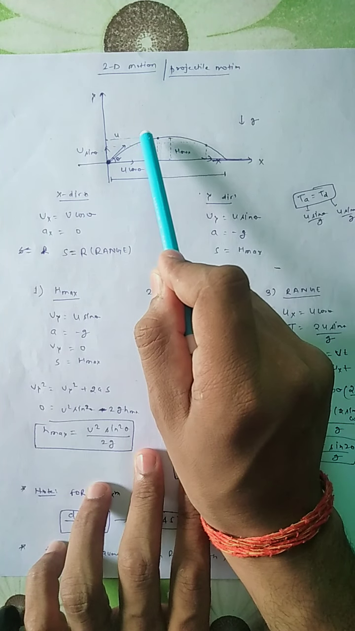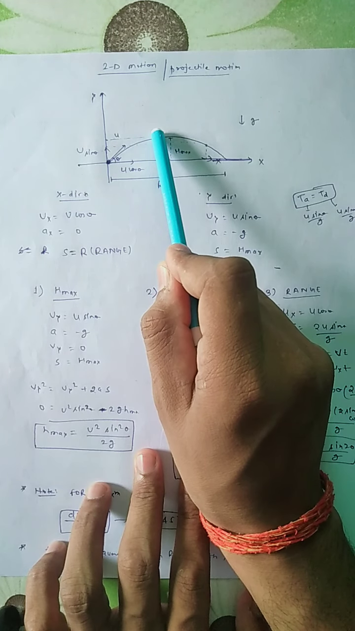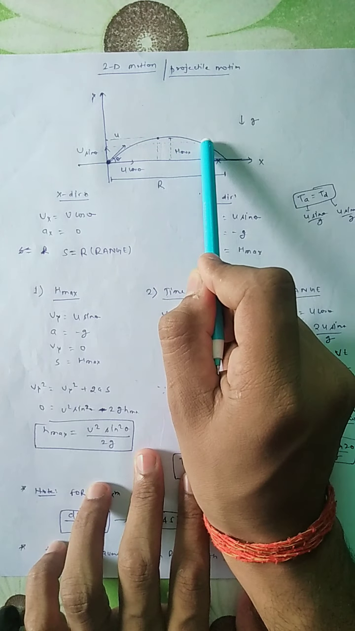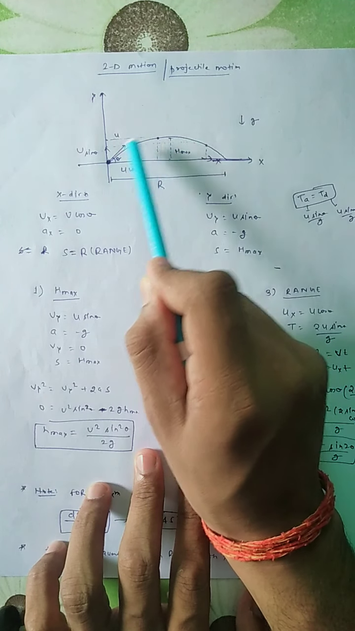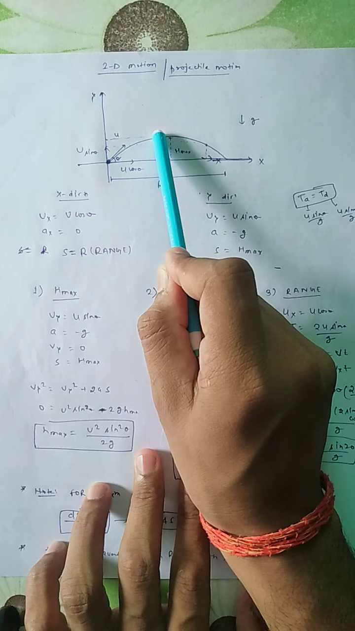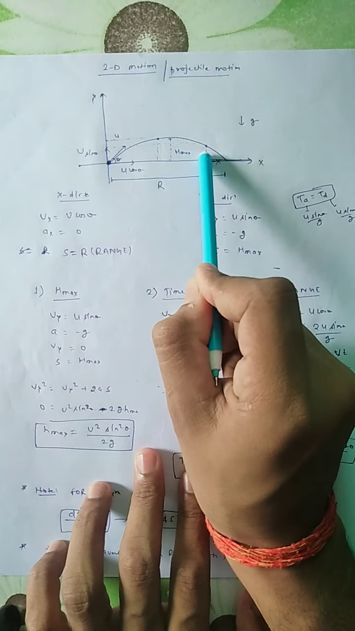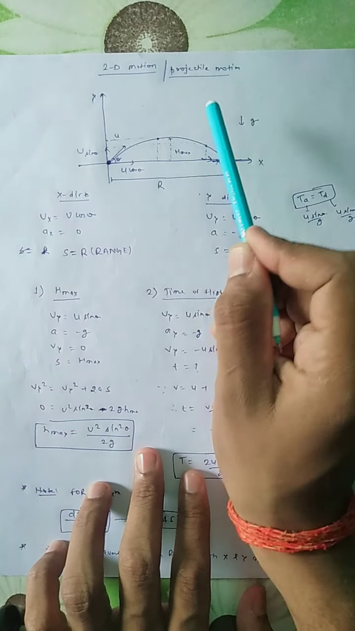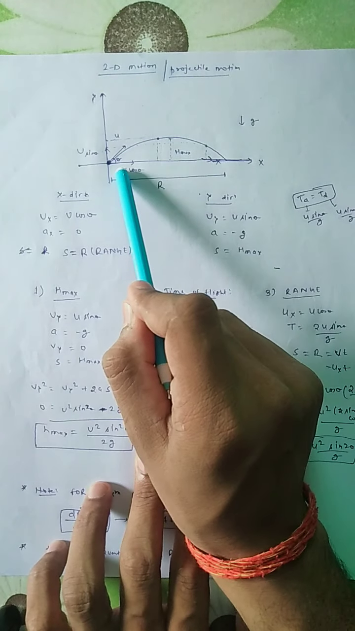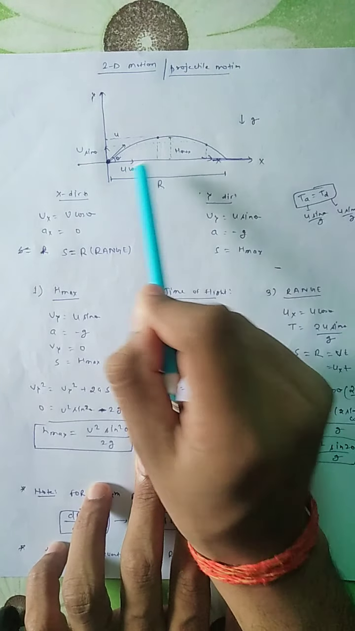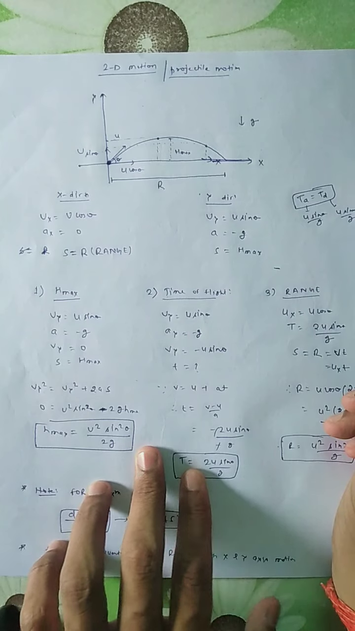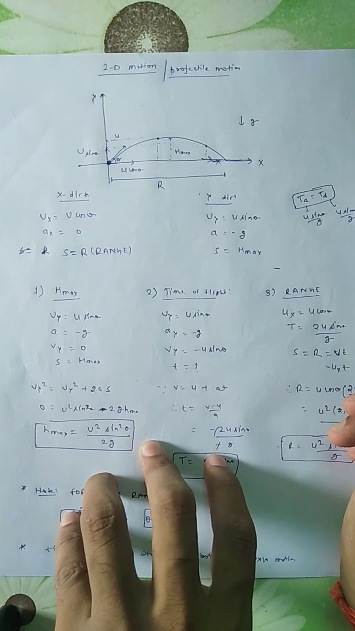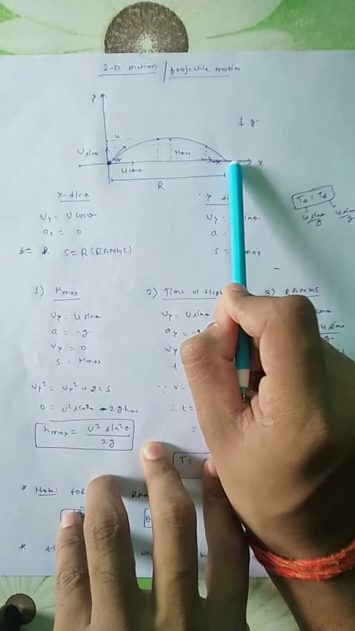At one time the ball will be here, and at another time the ball will be here. At this point the x coordinate is this and the y coordinate is this. Similarly, at this point this is the x coordinate and this is the y coordinate. That's why it is known as 2D motion, because its dimensions along both the x axis and y axis change. So it is all about projectile motion.